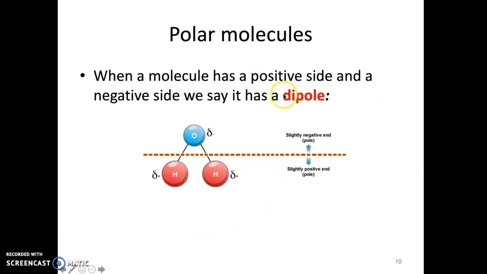Okay, now when we have these polar bonds in a molecule, it depends on the shape a little bit too, but usually that means that we have something called a dipole, which means that there's one part of the molecule that's negative and another part of the molecule that's positive. Okay, so this picture right here is showing a water molecule with a negative side and a positive side. And we say that that's a dipole.